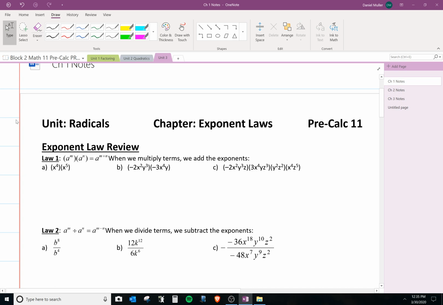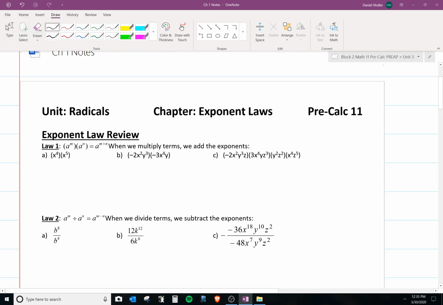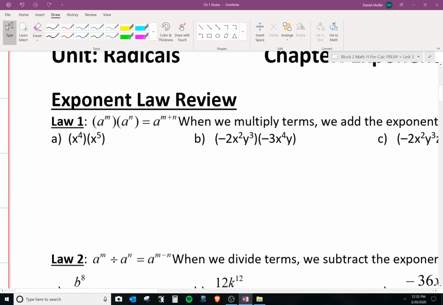All right, so here we have some exponent law review to do. We'll be pretty quick through this, assuming this actually works. When you multiply two terms, you're going to have to add the exponents. For this, we're going to have x to the 4 plus 5, which will then be x to the 9.